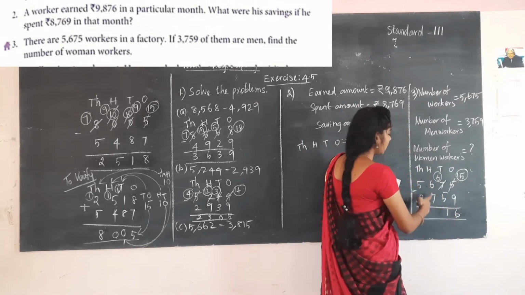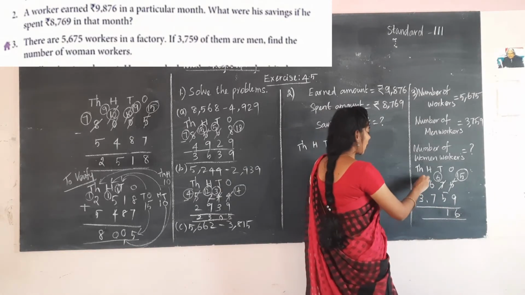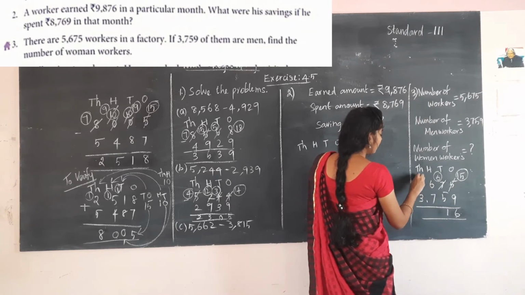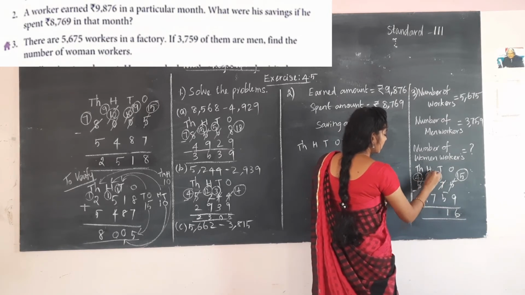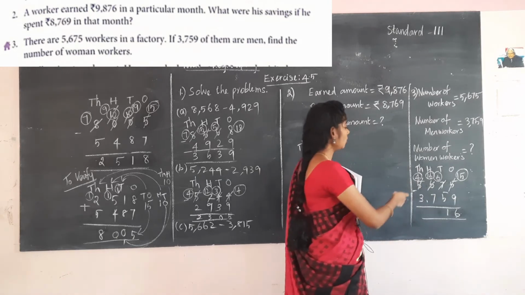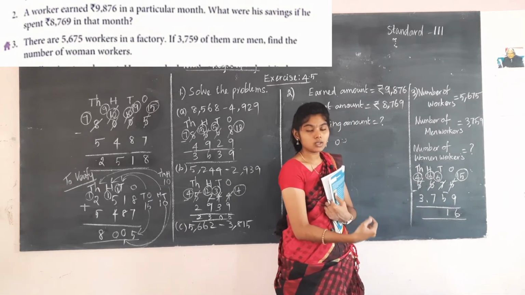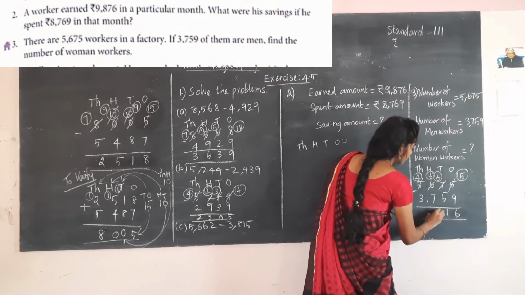Next, in the hundreds place it is 6 and 7. 6 is smaller, so you have to borrow from the thousands place. Cancel 5 and write 4, and write 1 before the 6 here, so you will get 16, since 10 plus 6 is 16. Now 16 minus 7: 16 in the mind and 7 in the fingers. While counting back from 16, you will get 9.